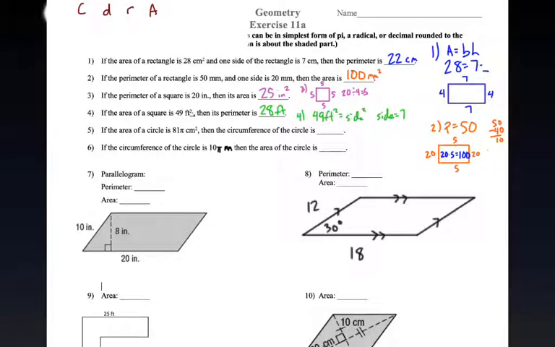All right, the formulas for the circle. The circumference is double the radius times pi. The diameter is double the radius. The radius is the radius, and the area is the radius squared times pi.